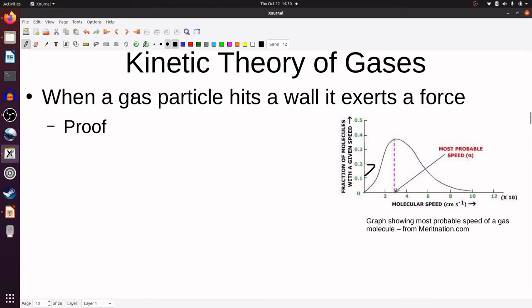All right, kinetic theory of gases. This is probably one of the more important things, and you went over this in chemistry a little bit, so it should not be a huge surprise to you. But the kinetic theory of gases, at a very simple level, is how we understand temperature in terms of what the particles are actually doing.